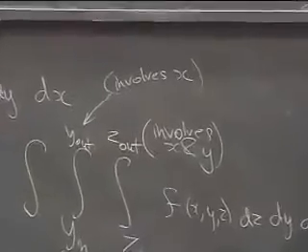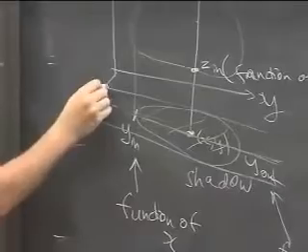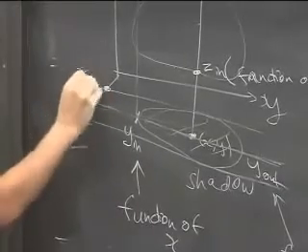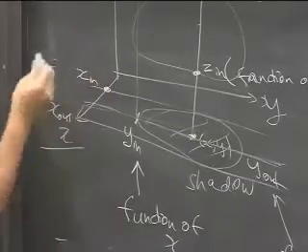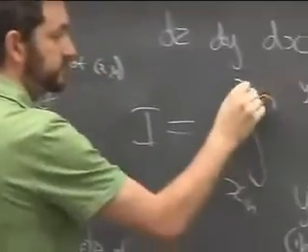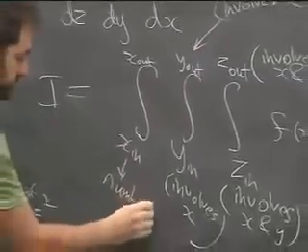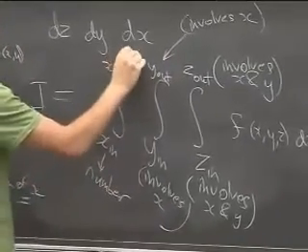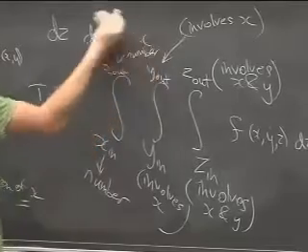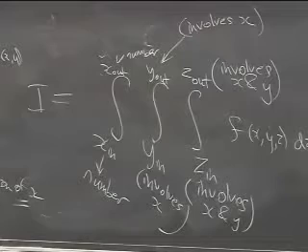And then finally, you find what the actual overarching region of x is, x in to x out, but they're just numbers. These are just numbers. Okay, so that's the method.